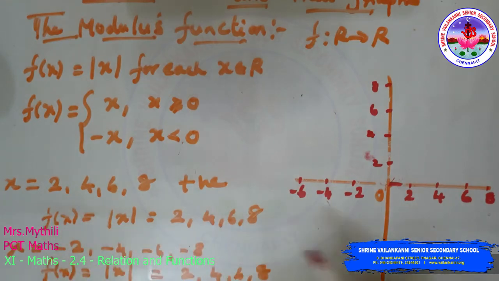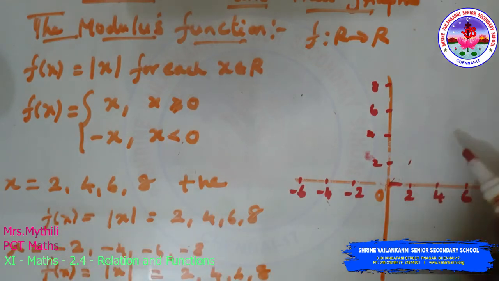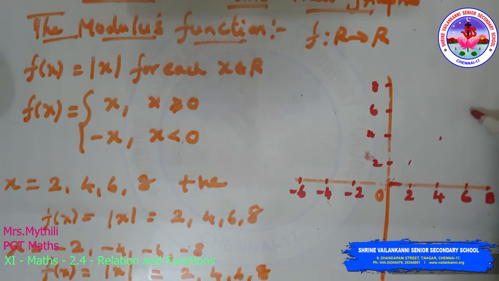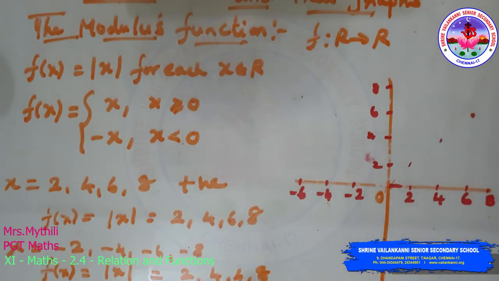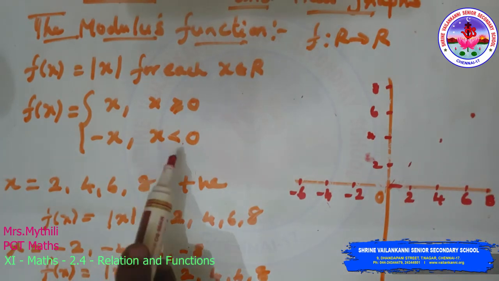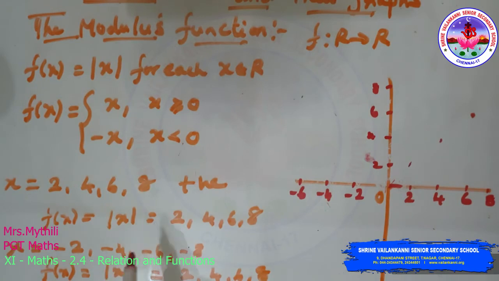So when x is 2, y is 2. When x is 4, y is 4. When x is 6, y is 6. When x is 8, y is 8. Again, x less than 0 means x takes negative values. If you take x as minus 2, minus 4, minus 6, minus 8, then f of x is modulus of x. So modulus of minus 2 is plus 2.